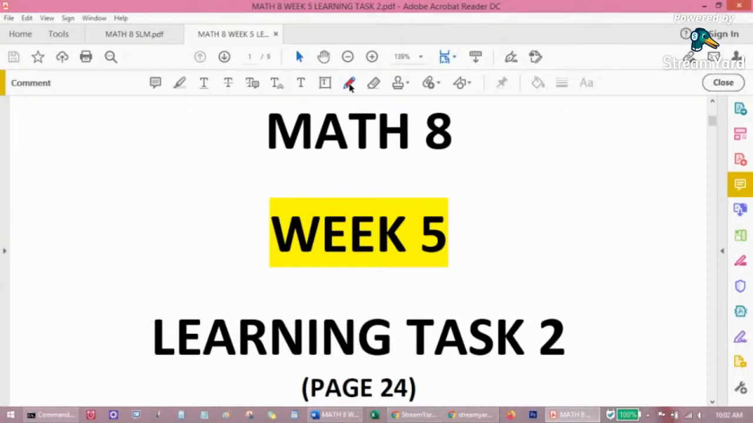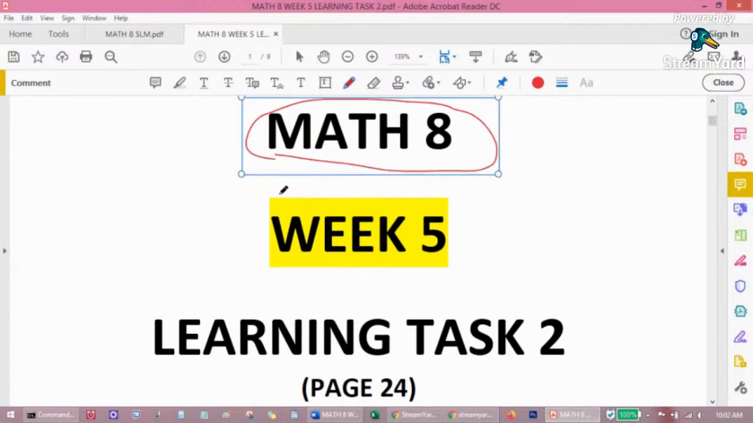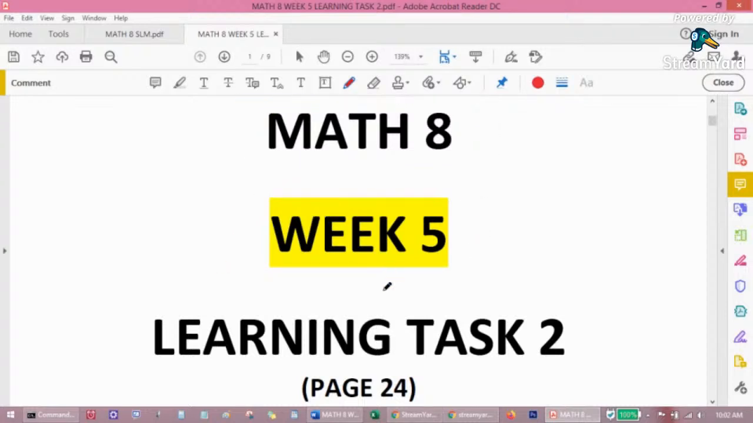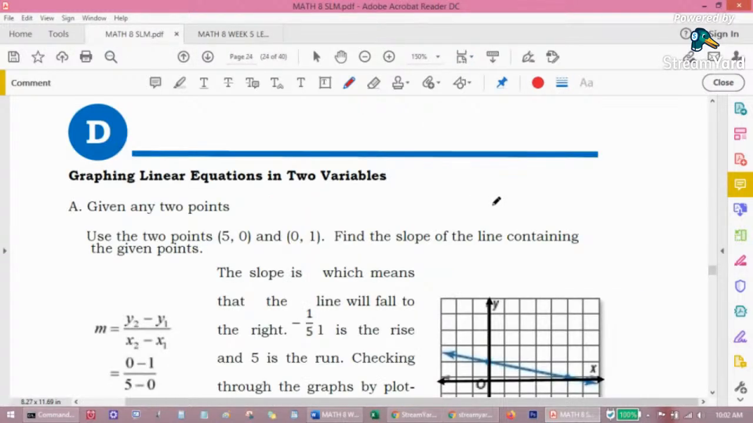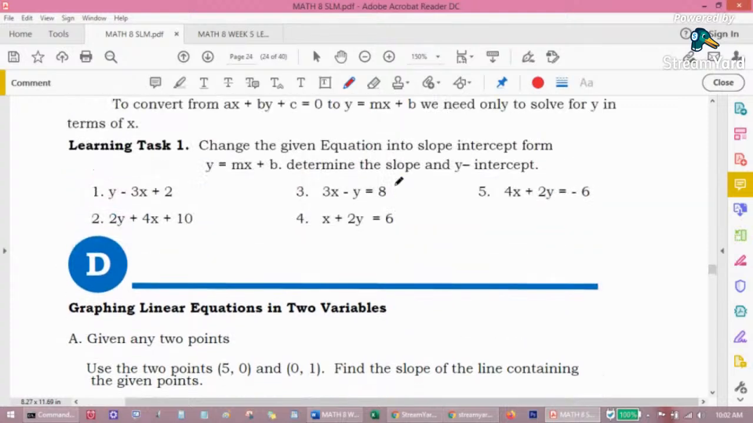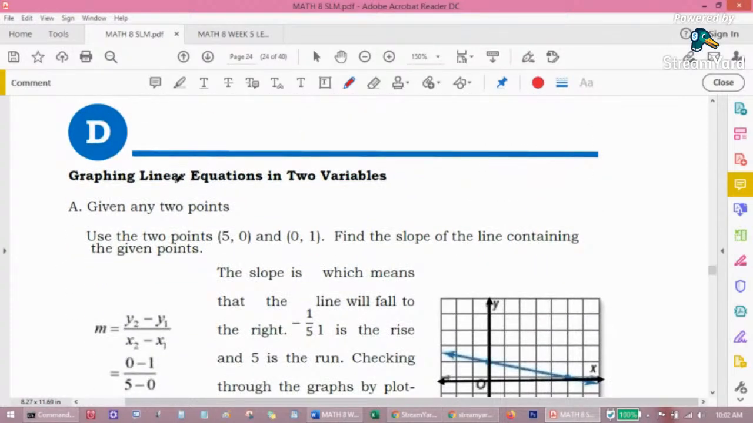So, Math 8, Week 5, Learning Task 2, page 24. We continue Week 5.